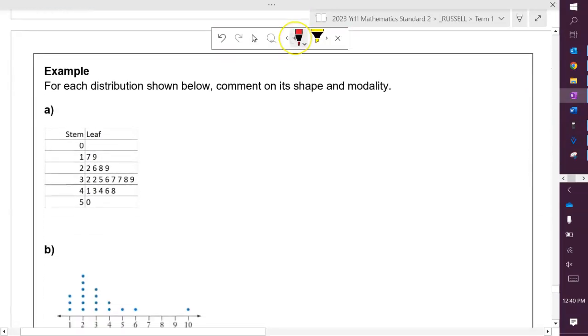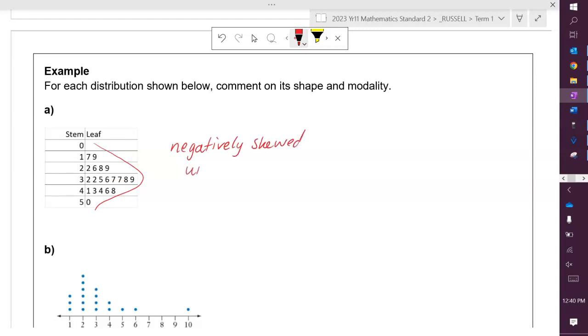So looking at our examples, for each distribution shown below, comment on the shape and the modality. If we look at the way in which this skew looks, we can see that there are more toward our lower end. So this means it is negatively skewed. And we can say it is unimodal because we have in those threes is where our highest frequencies occur.